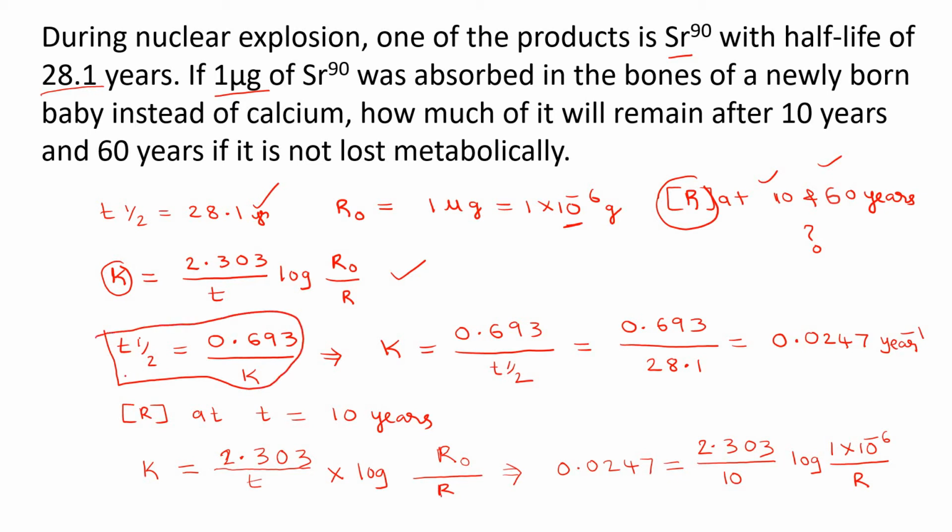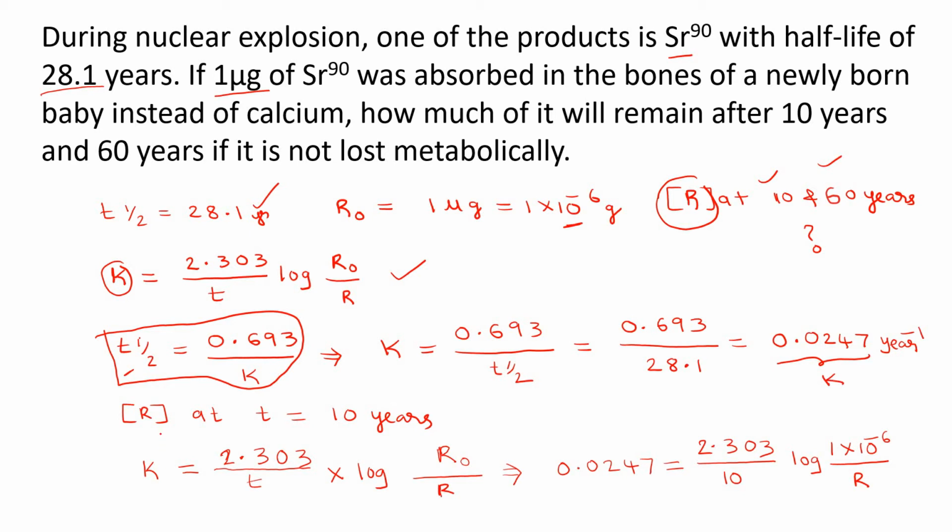Now substitute the T half here. Now what we are going to get, you can write K is equal to 0.693 by T half. Based upon this formula you can write like this. Now substitute T half here, and you will get the K value. This is the K value.